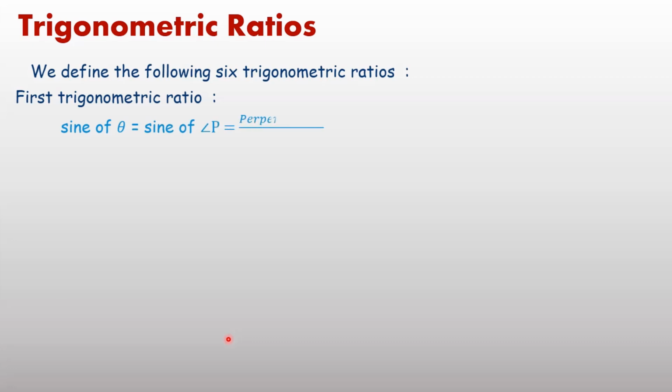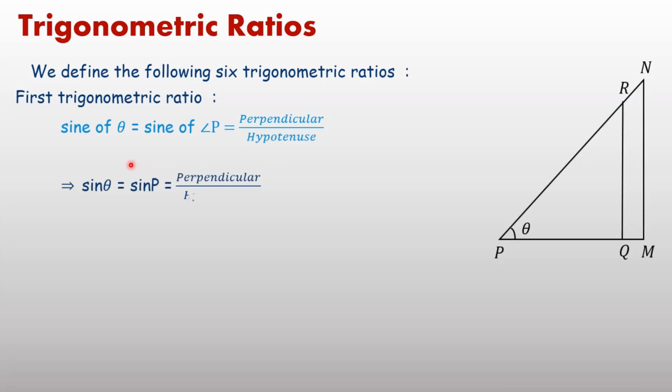The first ratio is for perpendicular and hypotenuse. The ratio of perpendicular and hypotenuse in a right angle triangle is known as sine of angle theta or sine of angle P. Here a right angle triangle is drawn, and you can easily observe there are two right angle triangles having the same angle theta or angle P. One right angle triangle is RQP and the second is NMP. In both cases angle P is the same.